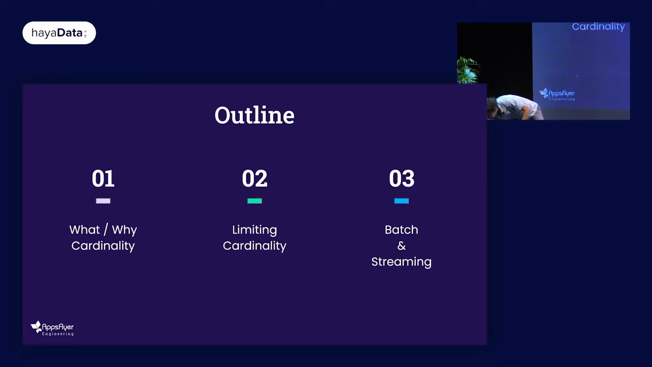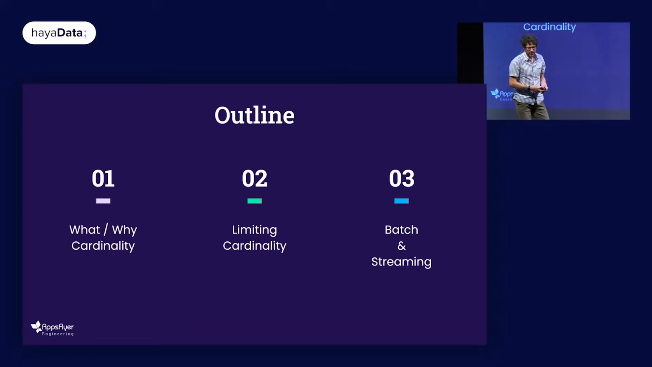This is the outline of our journey. First, I'm going to explain what cardinality is and then why we should care about it. Then I'm going to talk in general about limiting cardinality, and then dive into some specific implementations for limiting cardinality, both in a batch job and in a streaming job. But if you don't take anything else from this talk, I'd like you to start thinking about the cardinality of your own data and how it affects the aggregations that you might be doing with it.